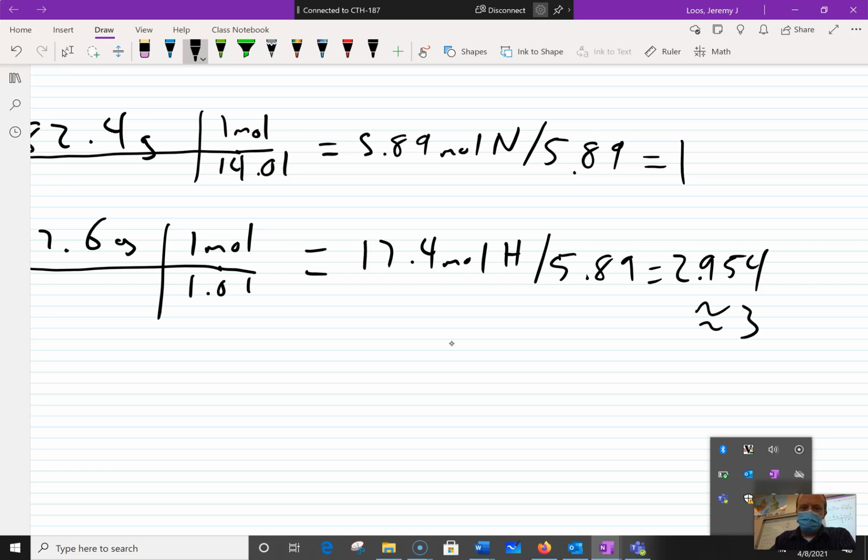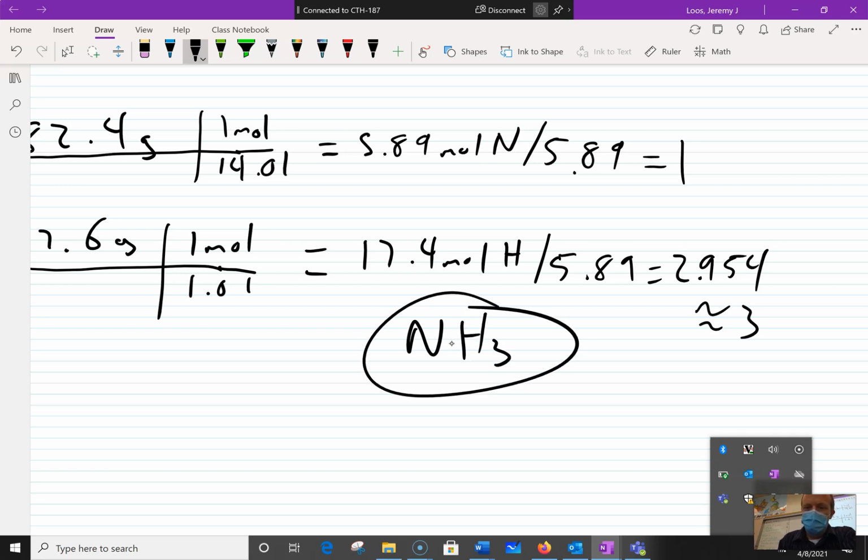So percent to mass, we change the percentage to masses, mass to moles, do the mole conversion, divide by smallest, that's this part. Make them whole is just, I'm going to go ahead and round 2.95 to 3. And what that means is that the empirical formula is 1 nitrogen, 3 hydrogens, it's NH3.